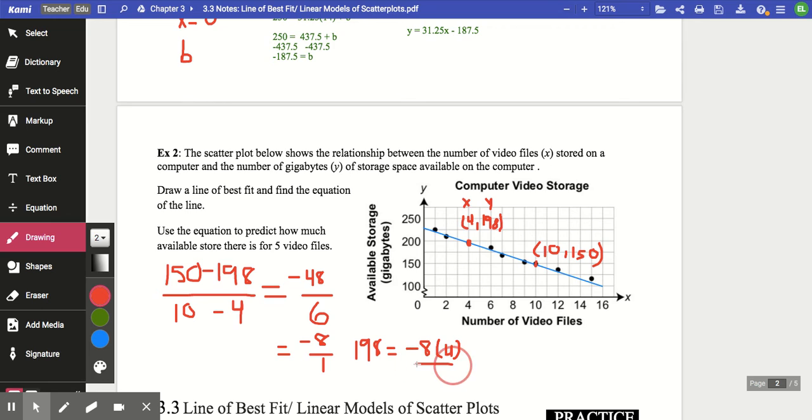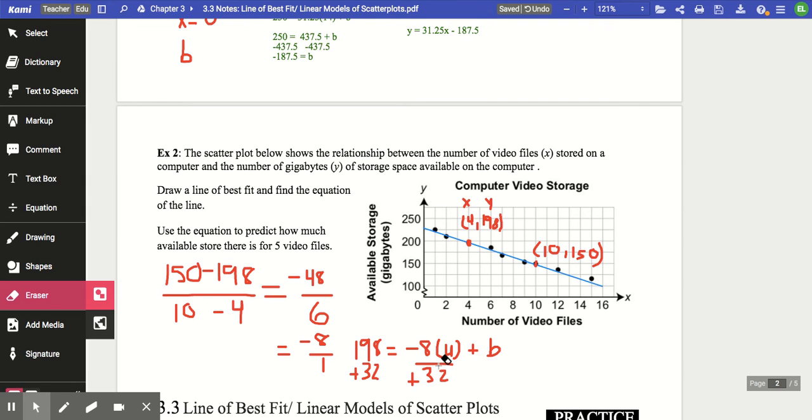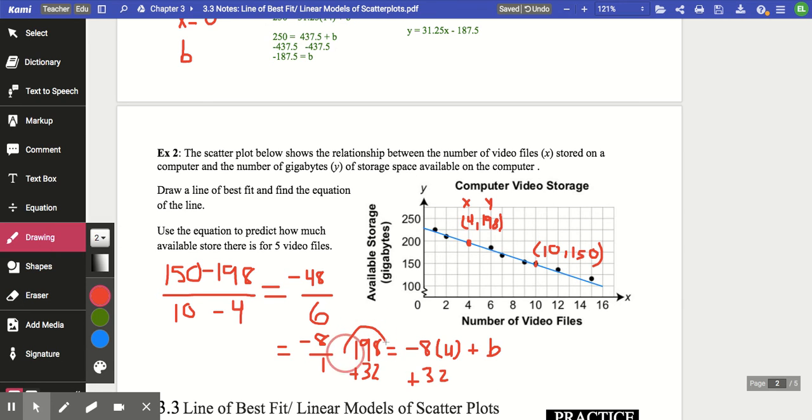And in reality, this amount gets subtracted from the starting amount of available storage. But if that's what I'm trying to find, then I can take this quantity, which is negative 32, and add it back to the available amount of storage. And this now tells me that the starting amount of storage was 230 gigabytes.